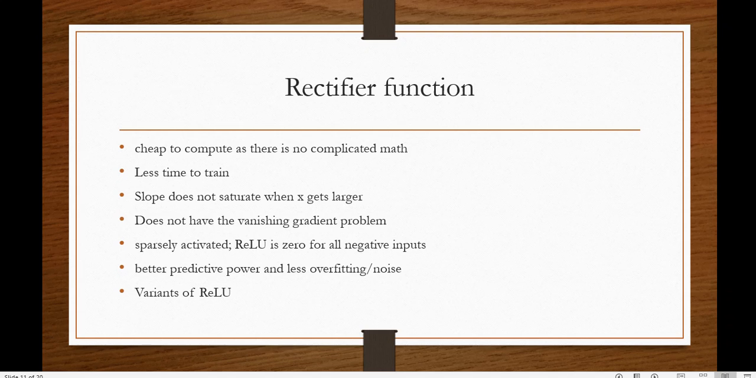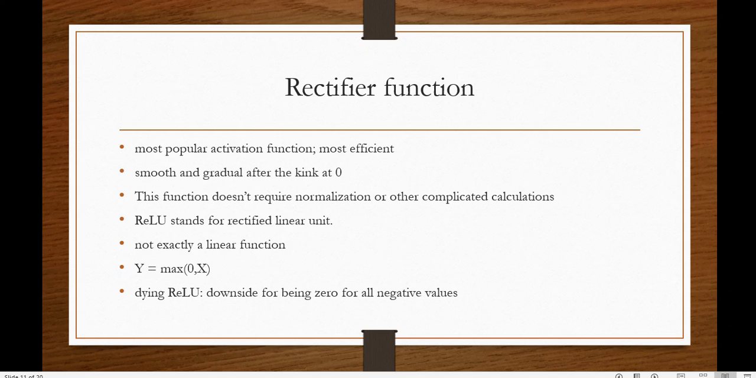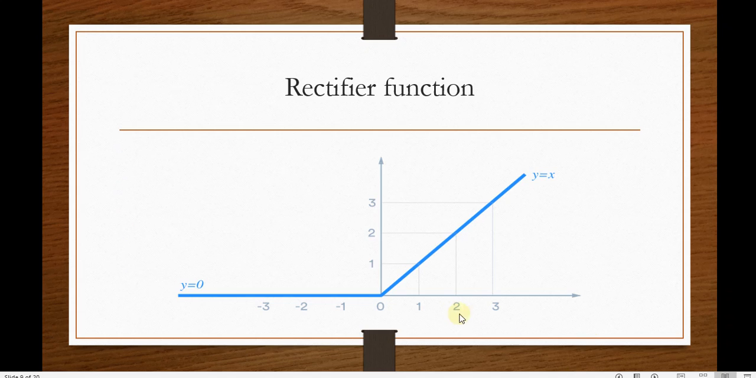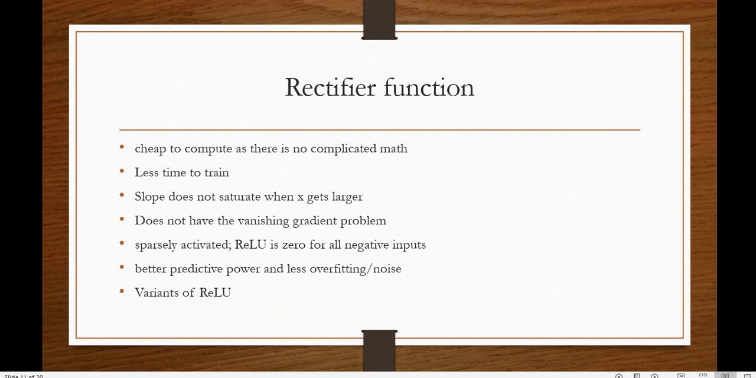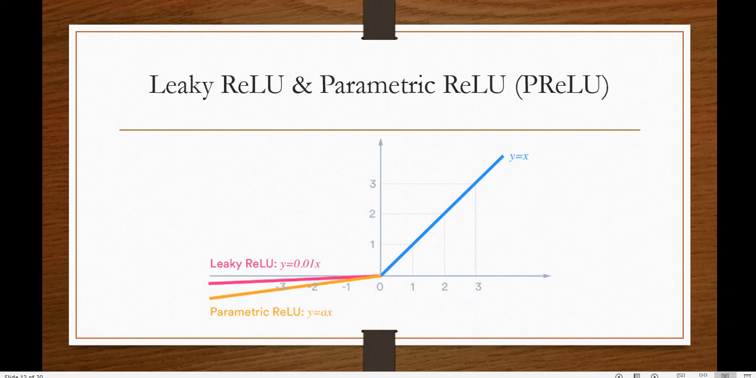So this is the basic form of ReLU that we have seen, where for x less than or equal to 0, the y value is always 0, and when x is increasing after 0, then y is equal to x. That is the basic ReLU, but it has some variants, so we will have some discussion on them as well.